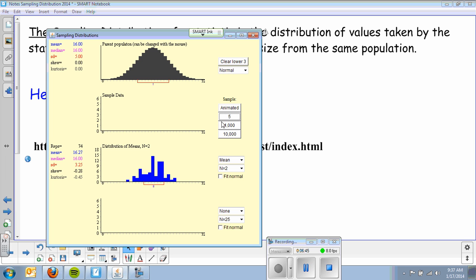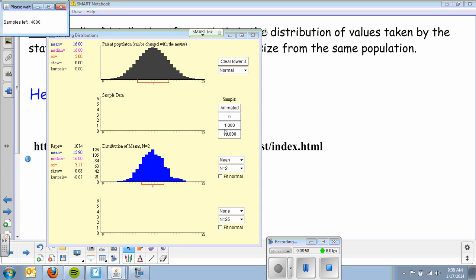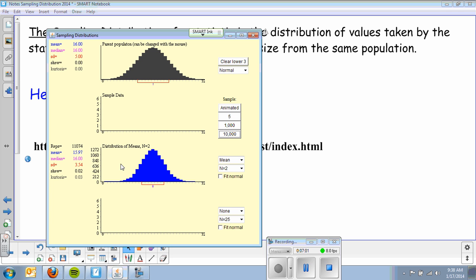Okay, and to speed it up, I'll do 1,000. Now you get a much better idea of what that would look like if I did it repeatedly. All right, it starts to take on a kind of symmetric, approximately normal shape. Now I'm going to click 10,000. So what you should notice here is the mean of this is 15.97. Well, the mean of the original graph was 16, so that's pretty close. So if I repeated this process a lot, I would get a mean pretty close to what the mean of the parent population is.